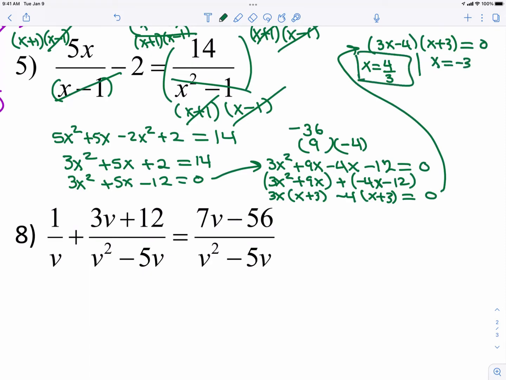All right, so those are our two solutions there. And neither one of these solutions will cause the original denominators to be 0, so they are good solutions. So again, x equals 4/3 and x equals negative 3.